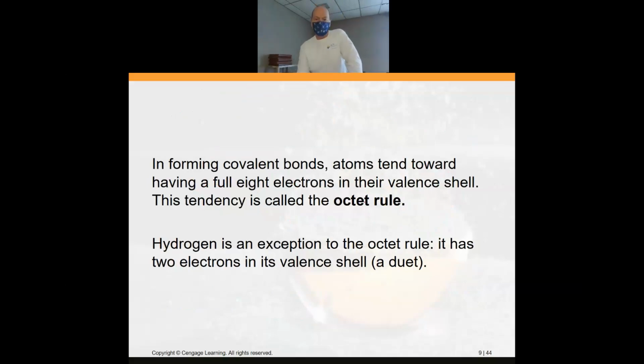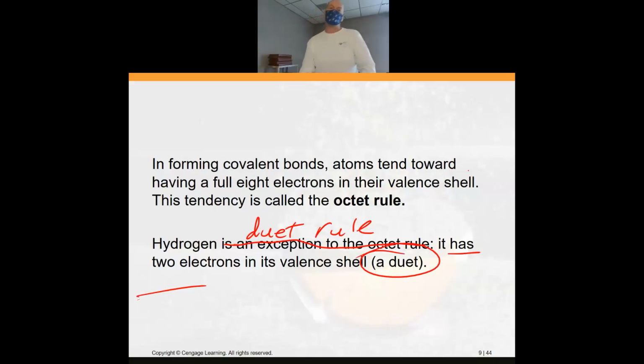All right, octet rule. Hydrogen has the duet rule. So you have a duet rule if you are hydrogen. That means it always has 2 electrons, and I call that the duet rule.